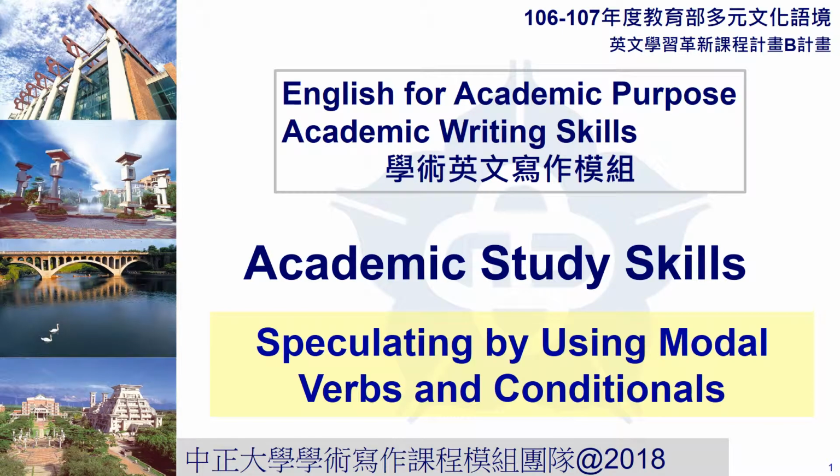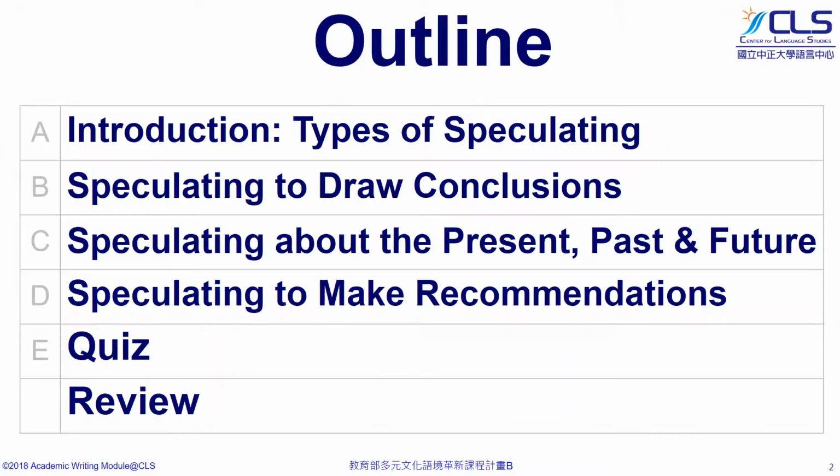This lesson on academic study skills is about speculating by using modal verbs and conditionals. We'll begin with an introduction to the types of speculating, then move to explain these three types: to draw conclusions, to speculate about present, past, or future, and to make recommendations. Finally, we'll have some quizzes to check our learning.